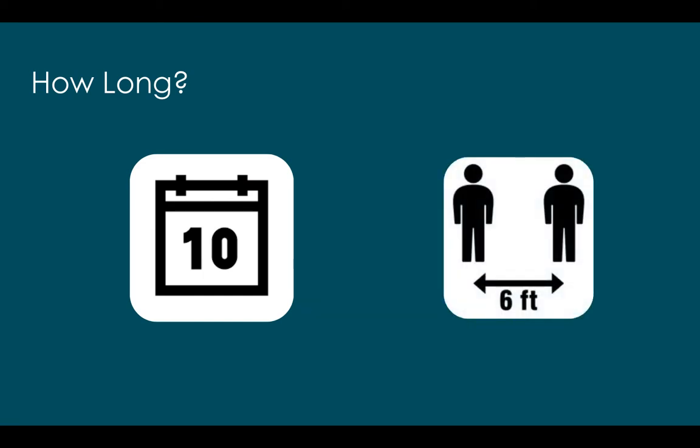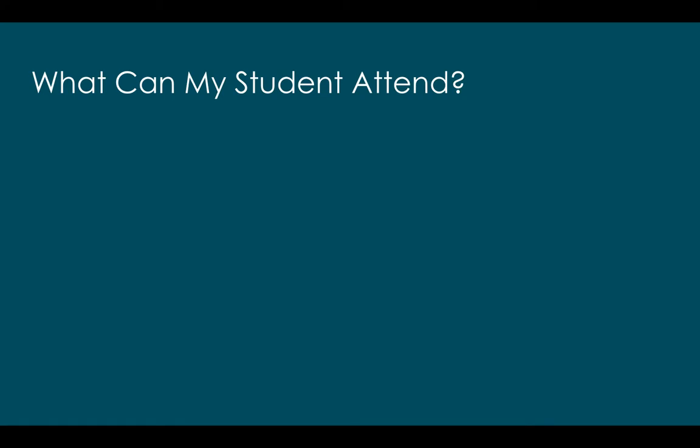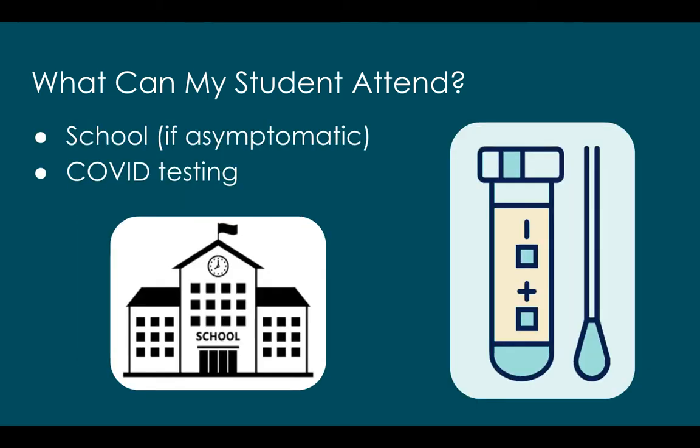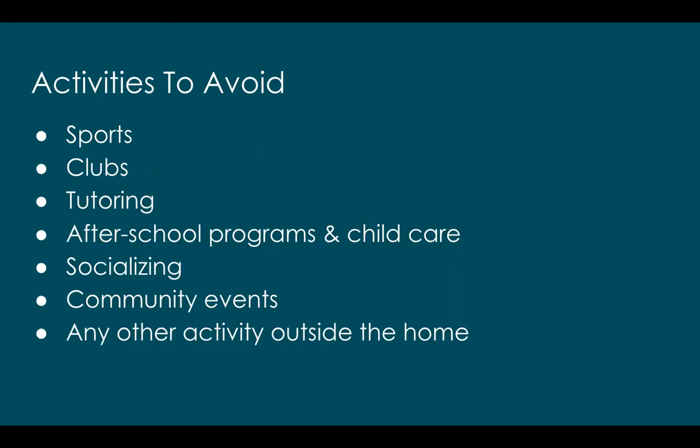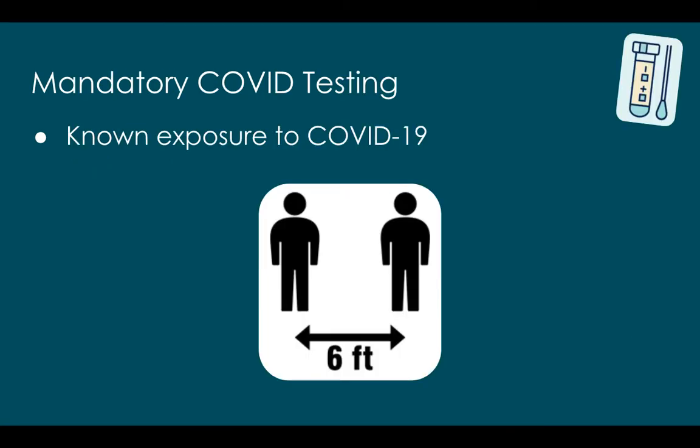Modified quarantine lasts 10 days from the last time your student came into close contact with the COVID positive person. While your student is on modified quarantine, they should be limiting their interaction with others. They should only be leaving the house to attend school and to complete COVID testing. All other activities, including sports, clubs, tutoring, childcare, after-school programs, and all socializing, should be avoided until the student's modified quarantine is over.